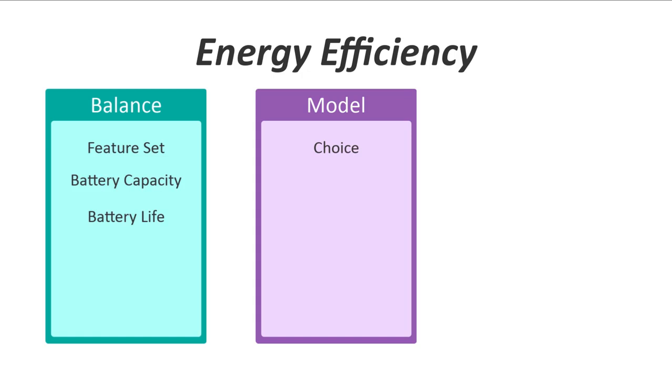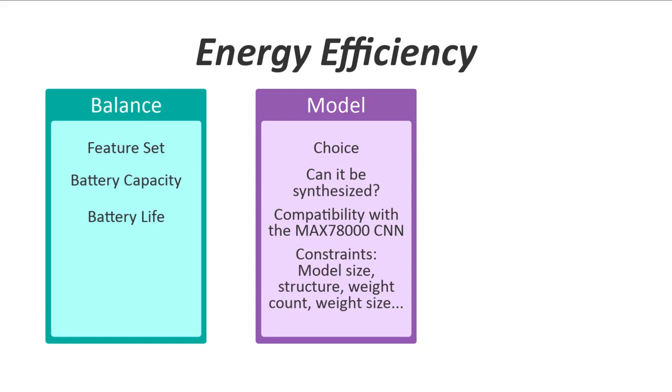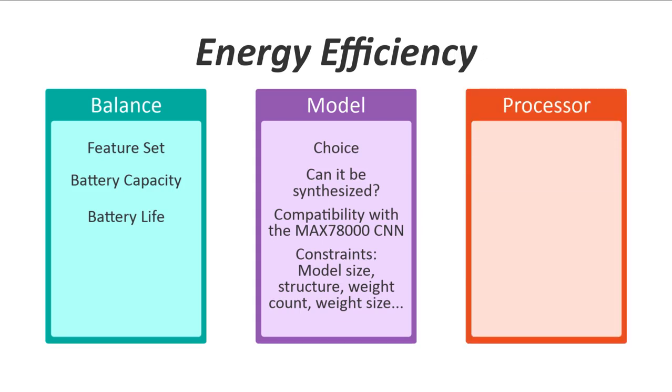In addition to initial model choice, you need to be aware of how well, and even if, a particular model can be realized within the constraints of the MAX78000's CNN. This means that having a working understanding of the CNN architecture is important during model development. Constraints concerning the maximum model size and structure, as well as the number of required weights and weight resolution, all need to be considered.